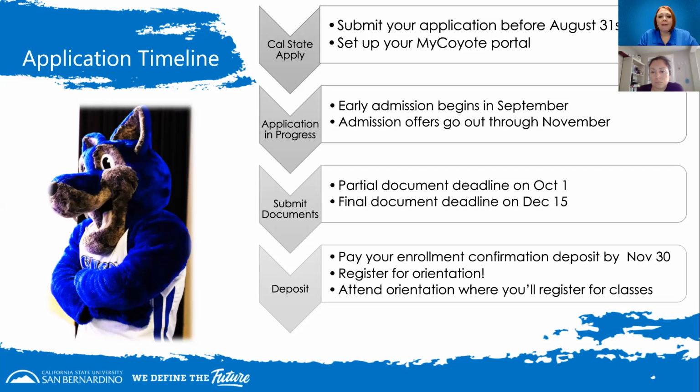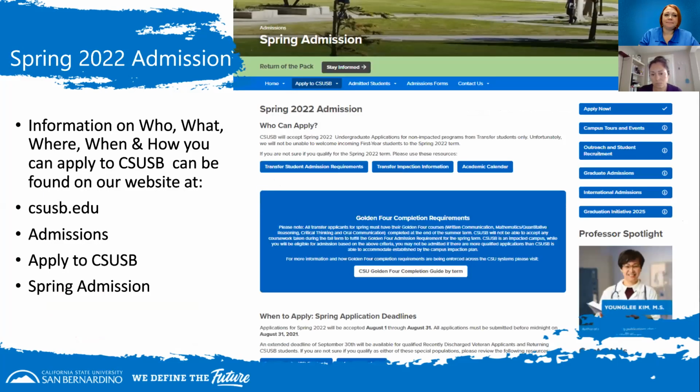After you have been admitted, we do request that you pay your enrollment confirmation deposit, and that will be due by November 30th. Then you will register and attend orientation, and during your orientation, you will register for your spring classes. We have several new websites that we'd like to bring your attention to help you keep track of all those dates and deadlines that we just talked about.